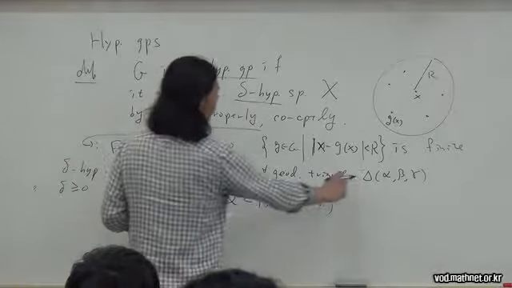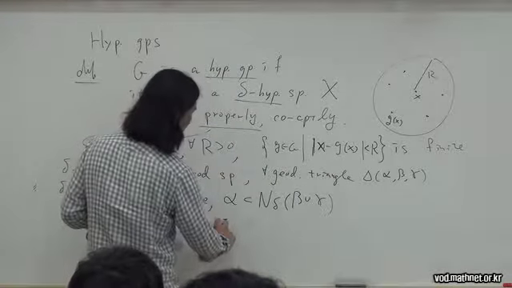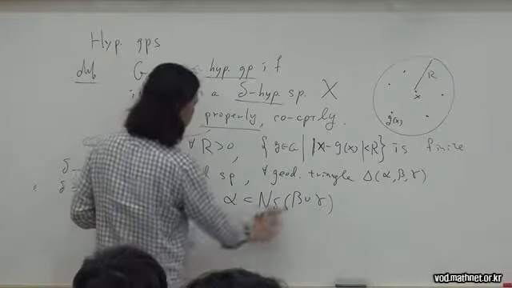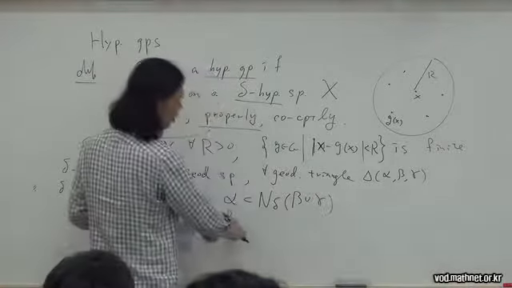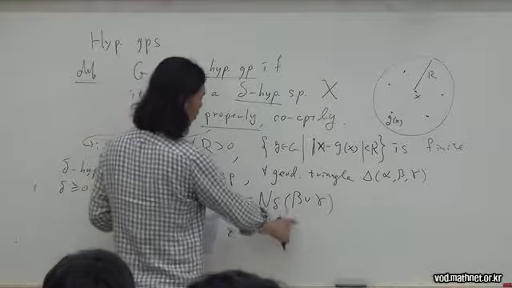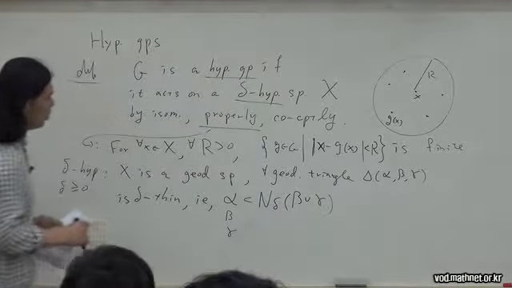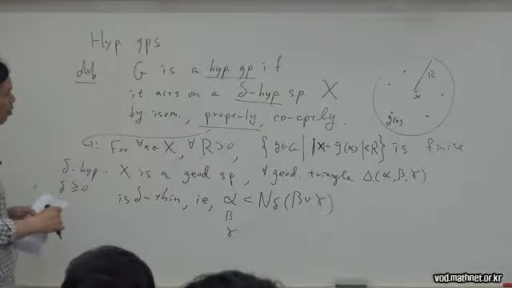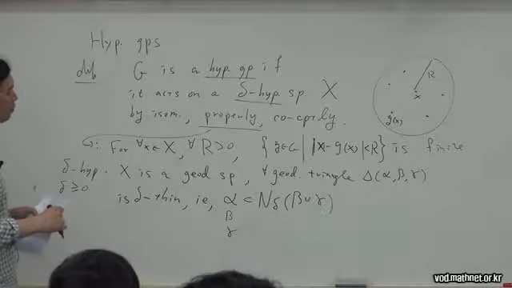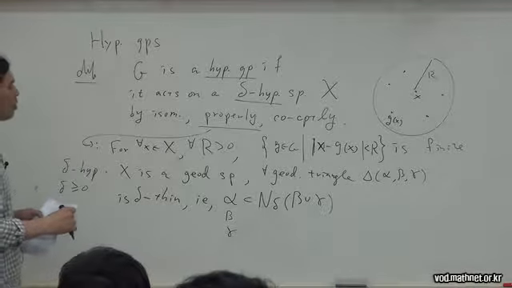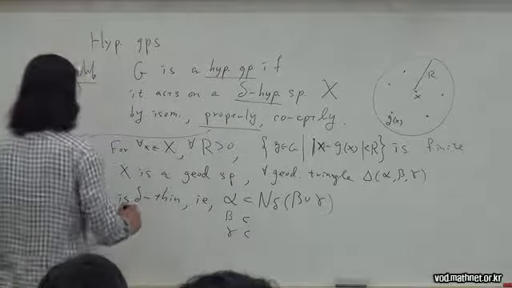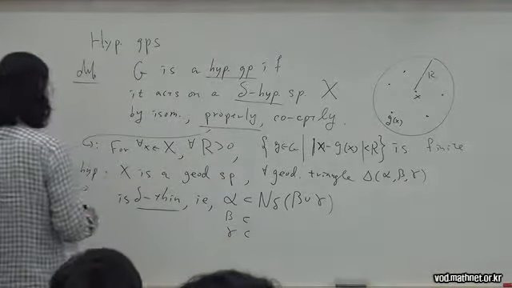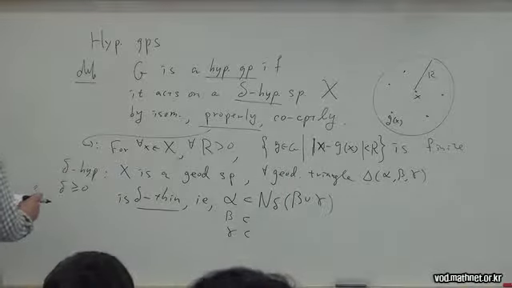So beta is contained in the delta neighborhood of the union of alpha and gamma, and likewise for each of the other sides. So that's a definition.